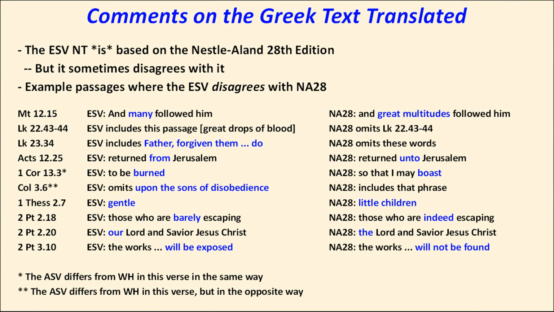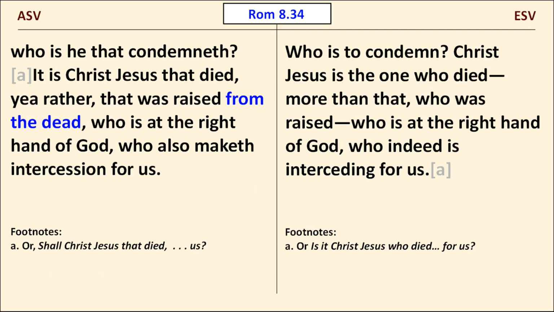Now we'll move along to a few examples of where the ESV and ASV differ because they translate different Greek texts. In the 8th chapter of Paul's epistle to the Romans, the ASV says that Christ was raised from the dead, while the ESV says that he was raised and leaves it at that.